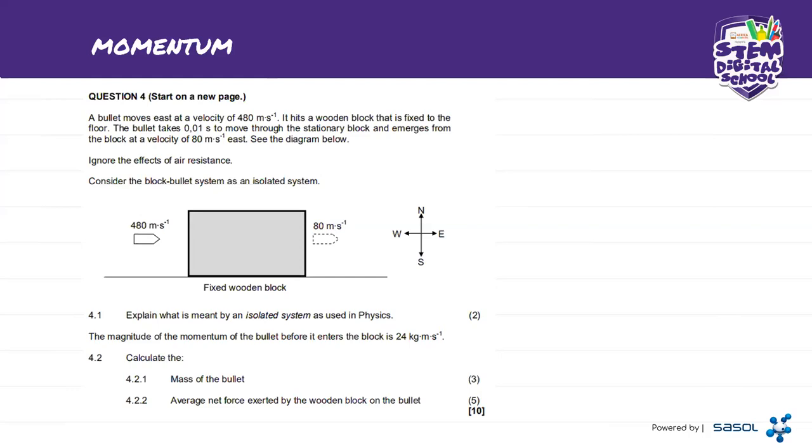Okay, so they say once again, it's an isolated system. So they can either state it as isolated system, or they can say ignore the effect of air resistance. So if they say you ignore that, it means that you're only going to focus on your net force as your applied force, and you're not going to have to calculate your force of friction, etc. Okay. So now they want to know, explain what is meant by an isolated system as it's used in physics.